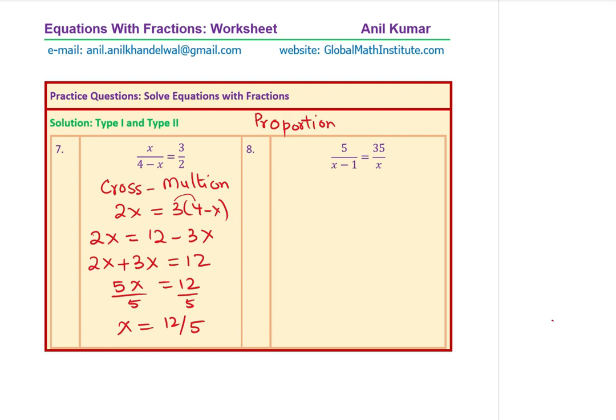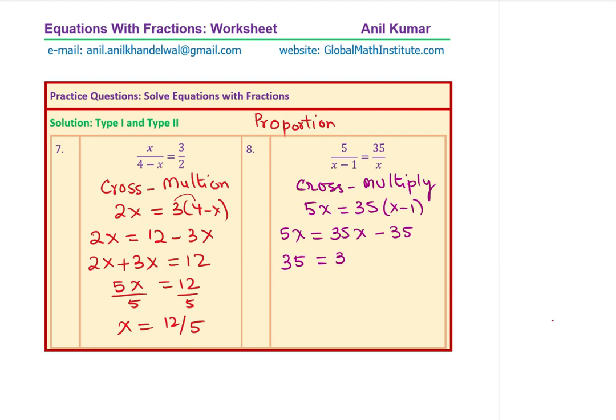Now here's the next one, cross multiply. As soon as you cross multiply, what do you get? You can do along with me and then move on with the worksheet. So we have 5x equals 35 times (x minus 1). And we can have this as 5x equals 35x minus 35. And then we can bring variables to one side. It's a good idea in this case to bring 5x to the right hand side and 35 to the left hand side, correct? So we'll avoid negative numbers also. It helps.